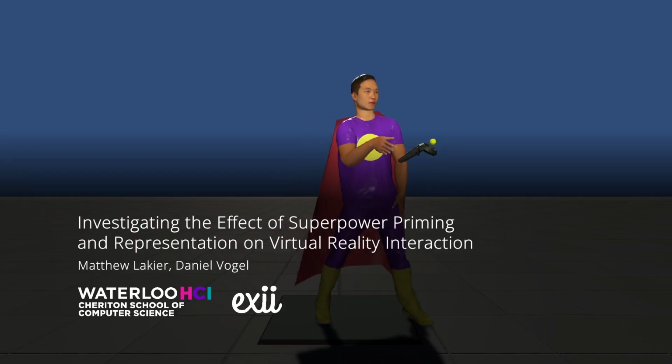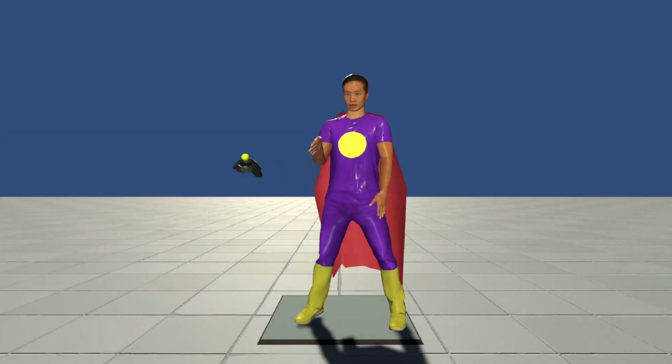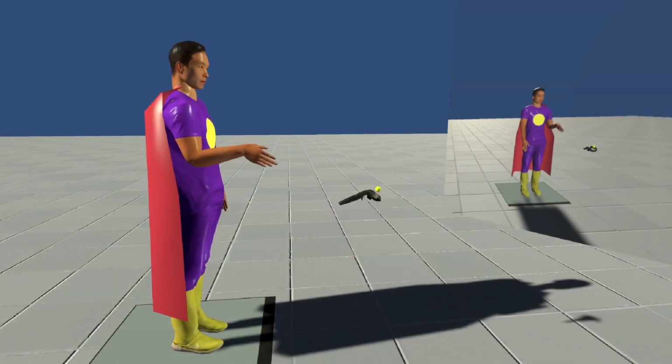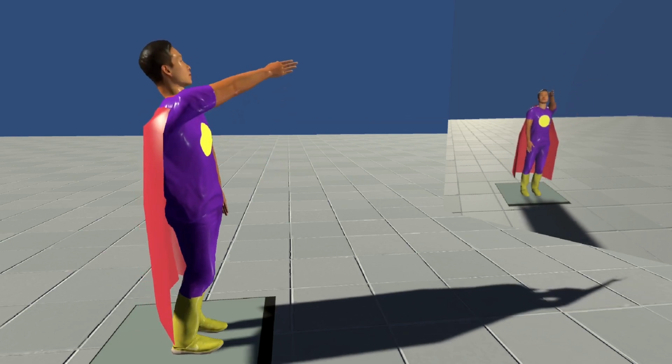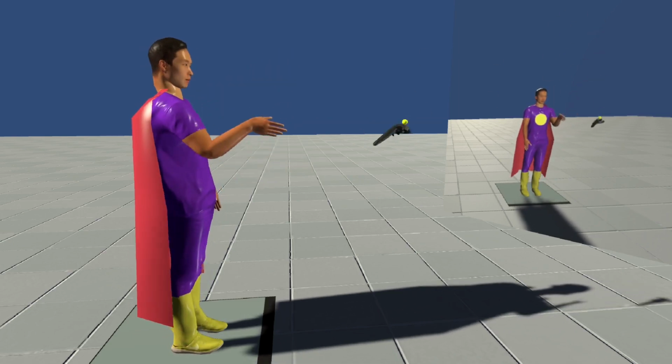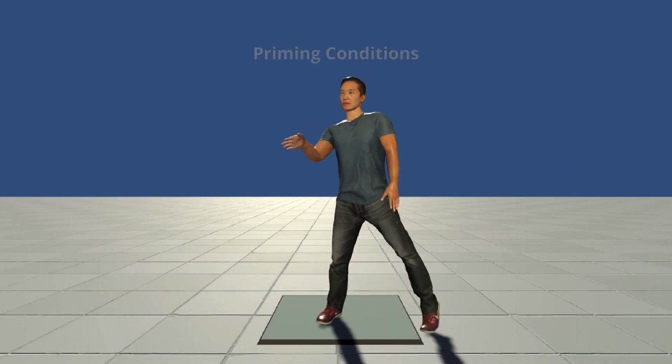In this video, we describe an experiment to understand the effects of superpower priming and visual representations. We use the go-go interaction technique for the task, in which you can reach distant objects through amplified arm movement. Priming is a between subjects factor.